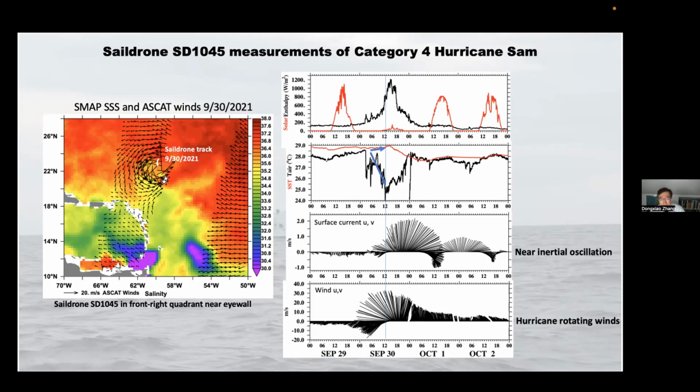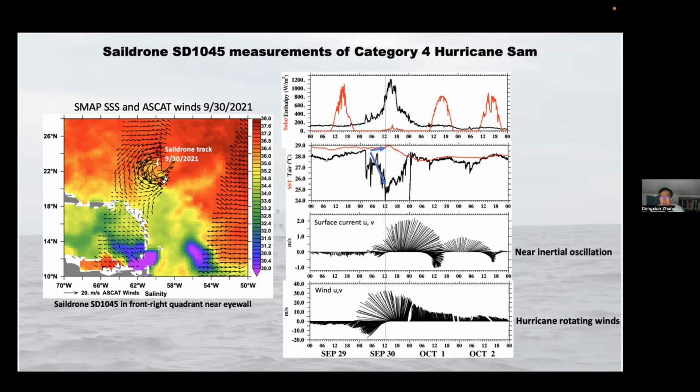On the right, the enthalpy flux, the total latent and sensible heat flux, reached over 1,000 watts per meter squared. The weak spike of downward solar radiation suggests that the sail drone may have briefly sailed out of the eyewall into the eye. Interestingly, while the air temperature dropped quickly by a few degrees, the SST increased even when the ocean heat release reached over 1,000 watts per meter squared, which indicates the important role of the ocean process.